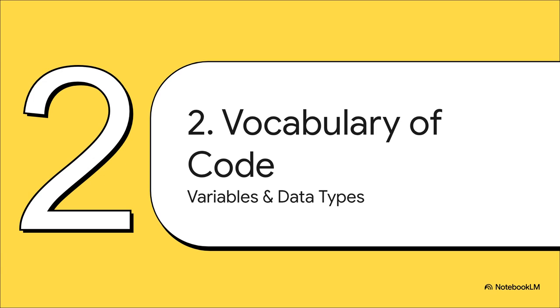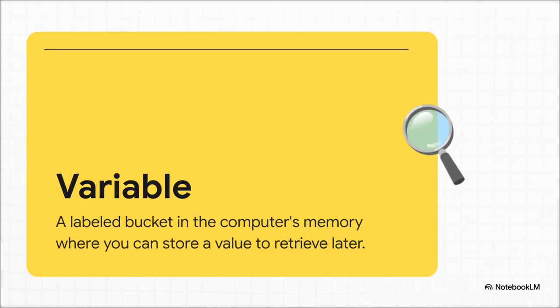Okay, so we've said hello. Now it's time to actually build up our vocabulary. And in the world of code, that means figuring out how to store and label information. We do that with things called variables, and we also need to understand the different types of data we're going to be using. The easiest way to picture a variable is to think of it like a bucket. It's just a bucket sitting in the computer's memory where you can stash some information, and you slap a label on that bucket, a name. Then, whenever you need what's inside, you just call it by its name.